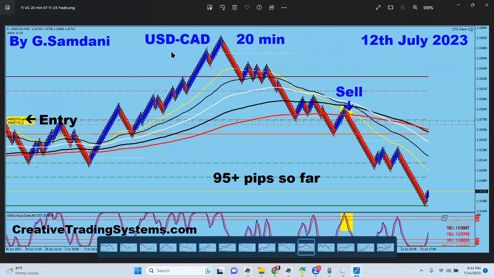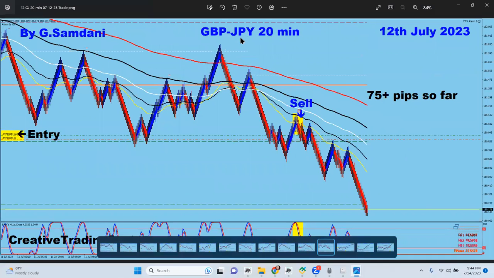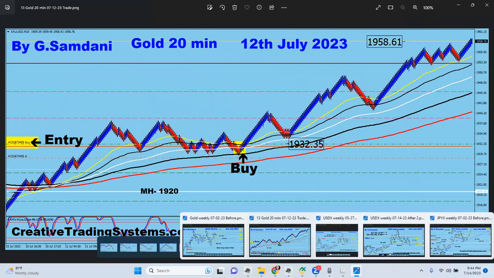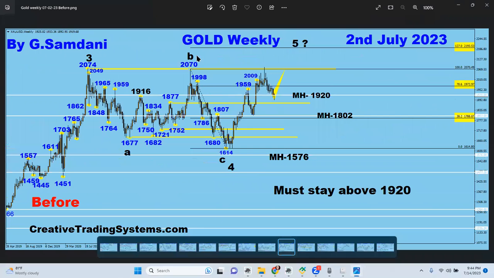Now, USDCAD, like I said, the USD was supposed to get weaker, so USDCAD is supposed to go down. And this went down for 95 pip. This one, pound yen again, for 75 pip on the 12th. And on the 12th, this is the gold one. I made a chart video about gold as well. This trade is based on the gold chart, which was this.